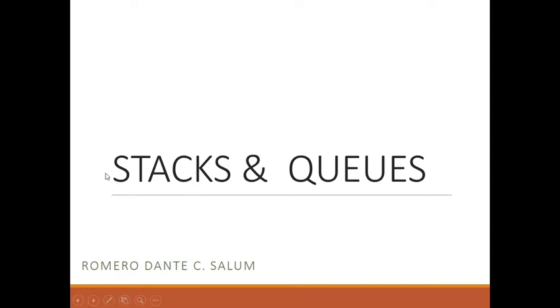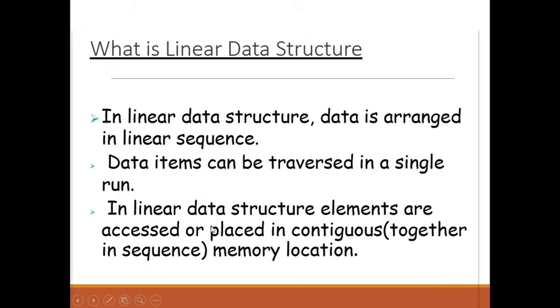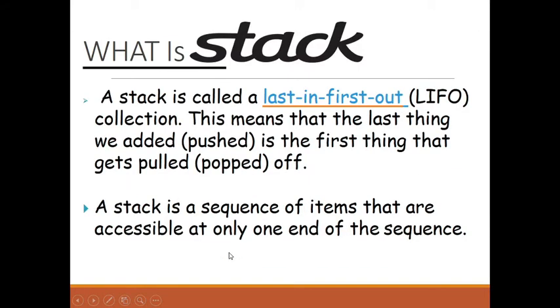To start with, what is a linear data structure? In a linear data structure, data is arranged in a linear sequence. Data items can be traversed in a single run. Elements are accessed or placed in contiguous memory locations, just like what we have discussed before, which is a linked list.